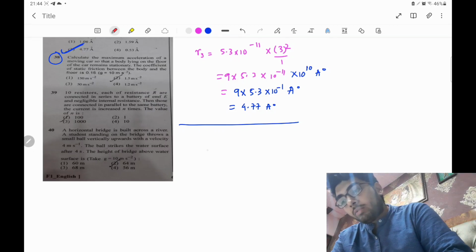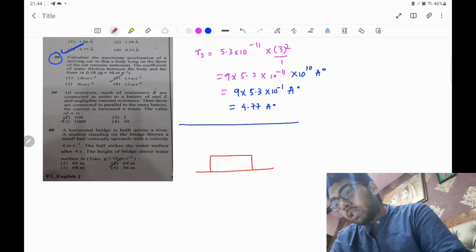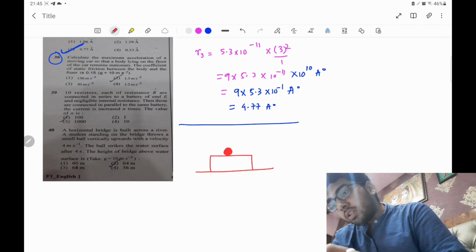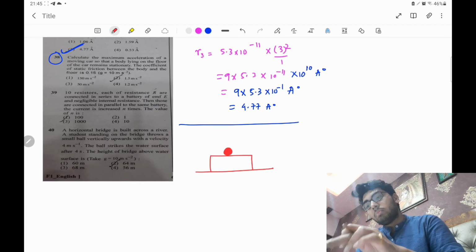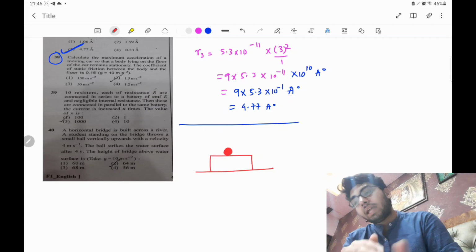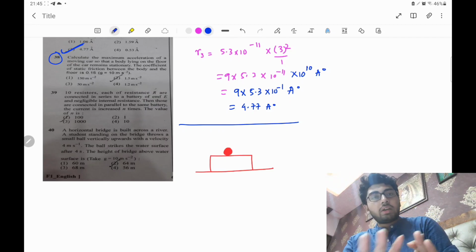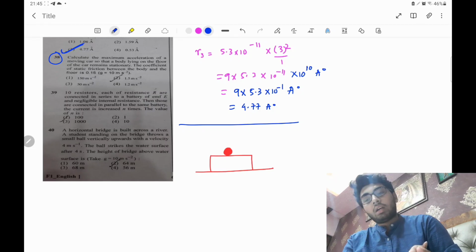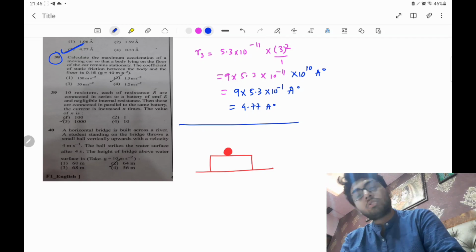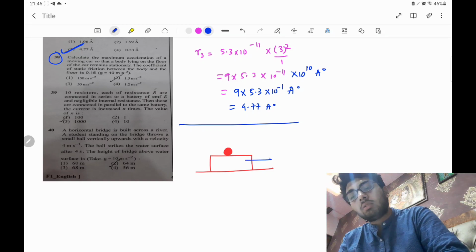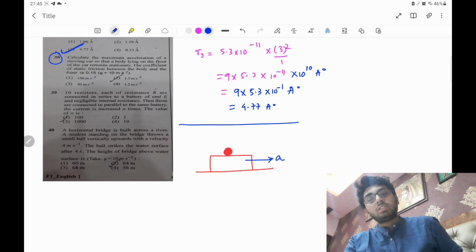According to the question, suppose there is a car, and upon the car there is a body. The question is what should be the maximum acceleration of the moving car so that the body lying on this floor remains stationary. If I draw a very simple free body diagram, it will become like that. Suppose the maximum possible acceleration is a, so that the particle remains stationary.